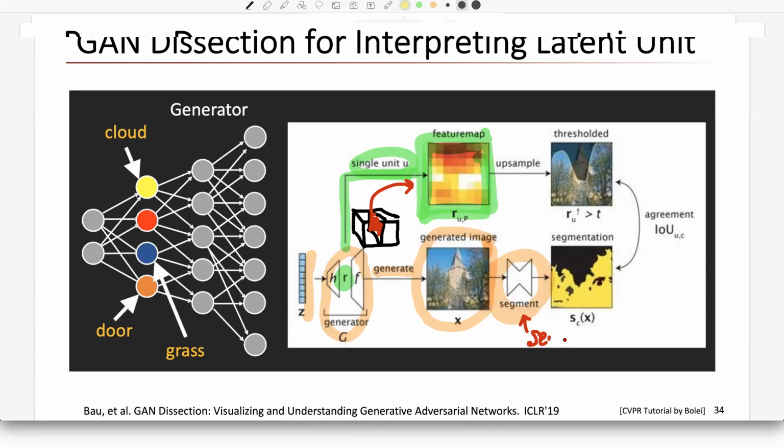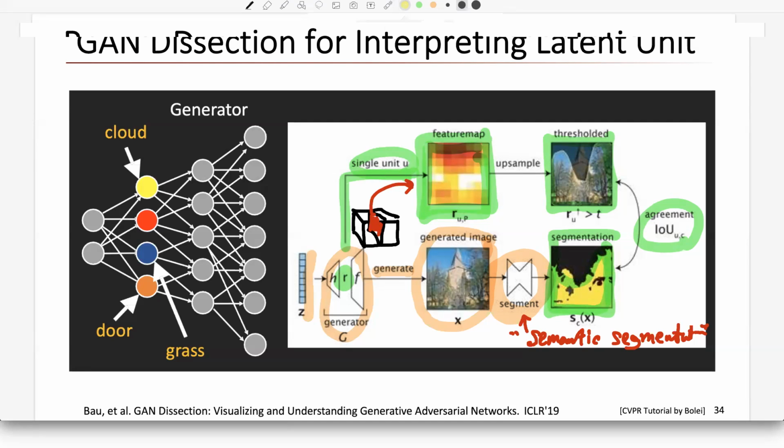Semantic segmentation network. We already discussed this one in the previous lecture, right? Semantic segmentation, then we can generate the segmentation map. Then when we measure the similarity between this feature map and the segmentation map, there is a correlation. They look really similar. What does it mean?